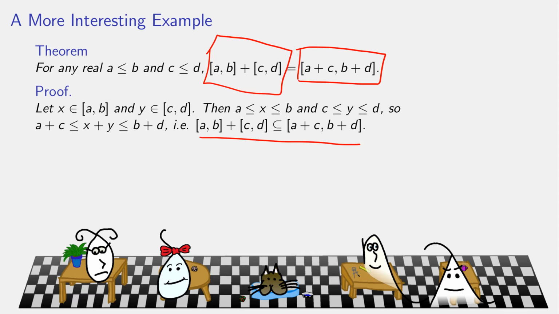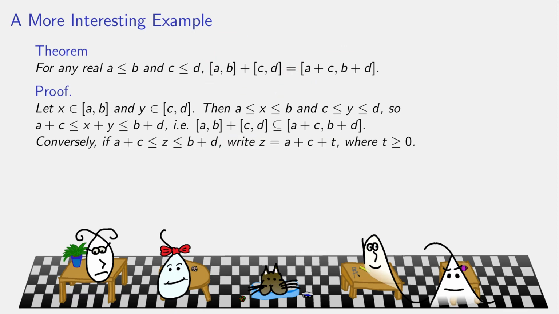Now we have to go the other way. We're going to start with an element of the interval from a plus c to b plus d. So I have an arbitrary element z of this interval, so it's bigger than or equal to a plus c, and less than or equal to b plus d. Since it's bigger than or equal to a plus c, I can write it as a plus c plus a non-negative extra term t.